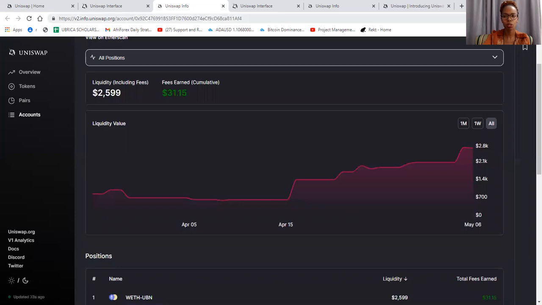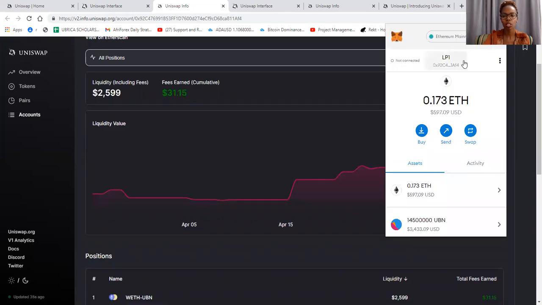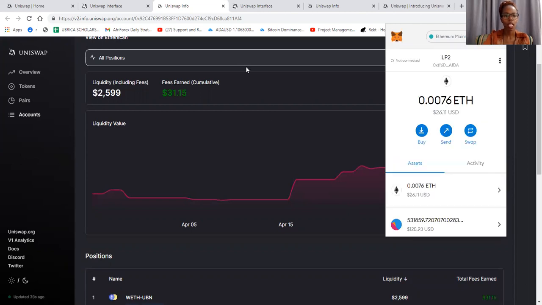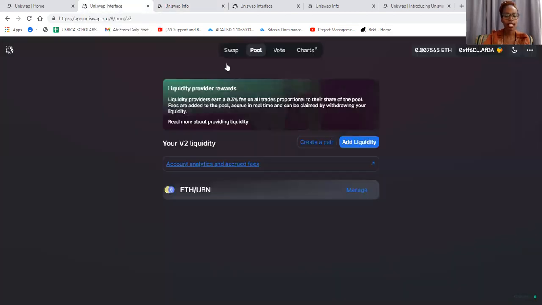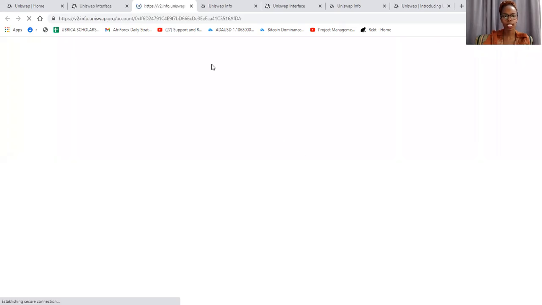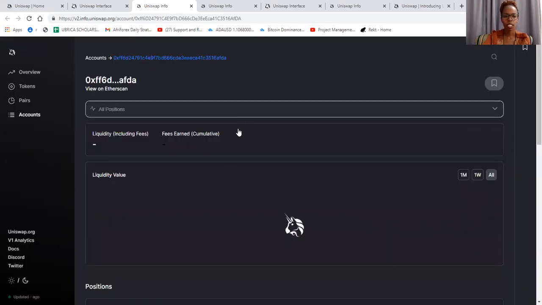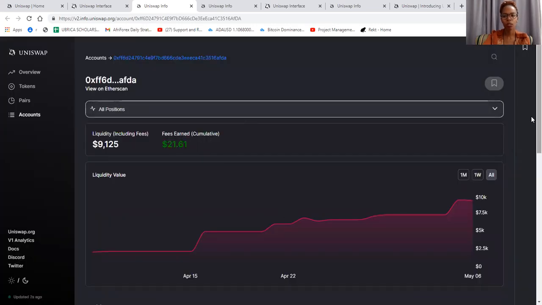For pool number 2, what you just need to do is change these to pool number 2, because they're in the same wallet. So I'm going to click here to view the analytics for pool number 2. This will take us directly to pool number 2 analytics. What we focus on is what we started with and what we have right now, to see the growth of the liquidity pool.